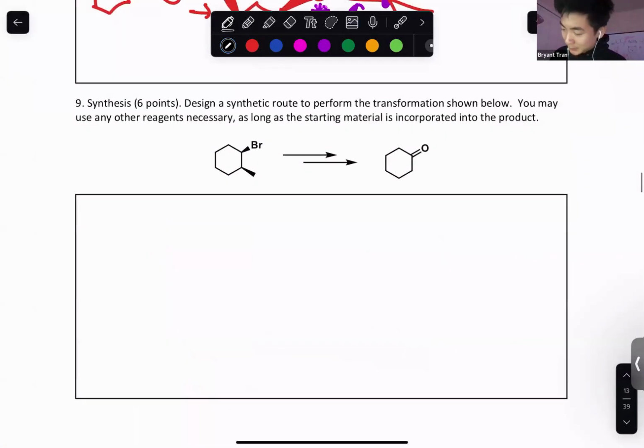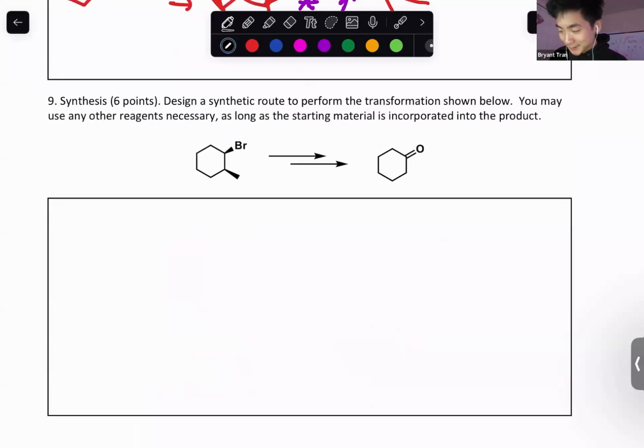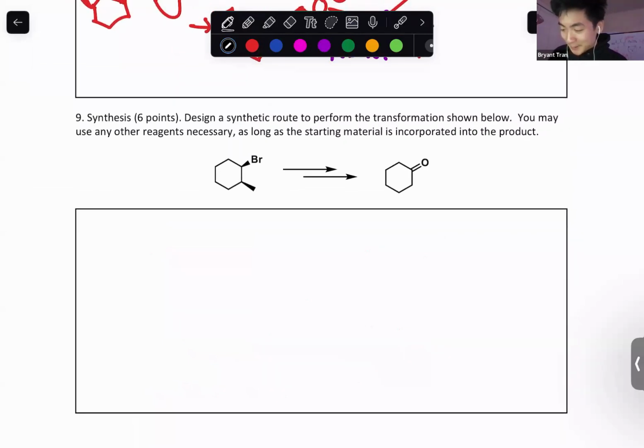Okay, so for this synthesis problem here for Wednesday 2023, let's see here. My approach for synthesis problems is that I like to find my similarities and differences between the reactant molecule and the product molecule.